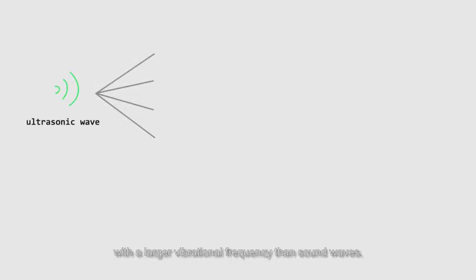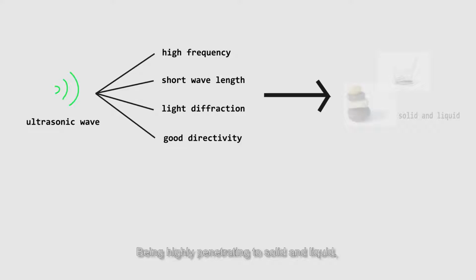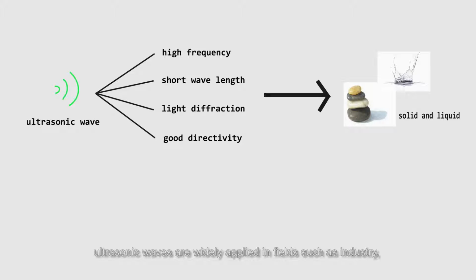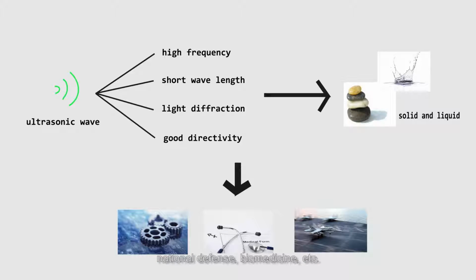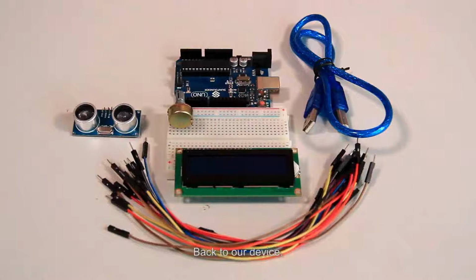First, we need to know what ultrasonic wave is. It is a kind of mechanical wave with a larger vibrational frequency than sound waves. It is featured with high frequency, short wavelength, light diffraction, and good directivity. Being highly penetrating to solid and liquid, ultrasonic waves are widely applied in fields such as industry, national defense, biomedicine, etc. Back to our device.